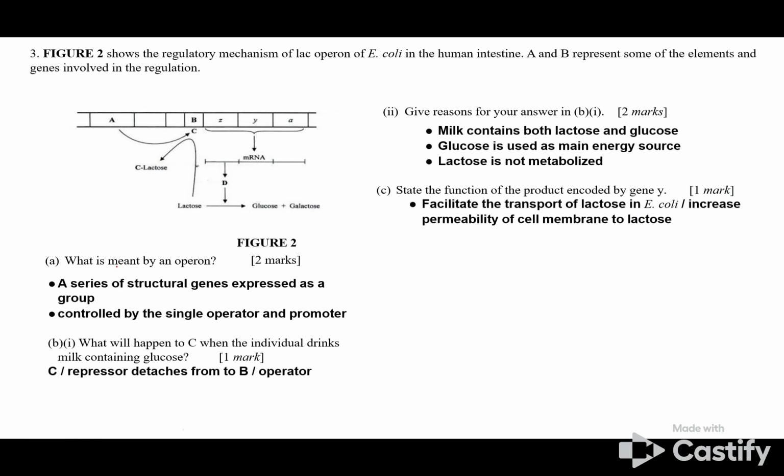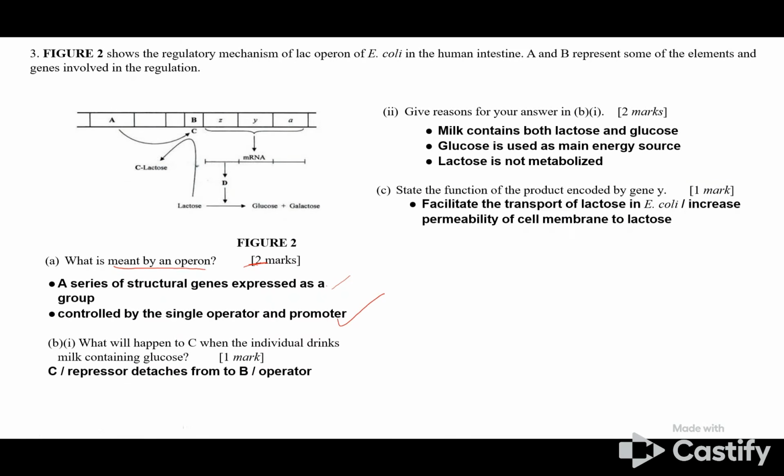What's meant by operon? So this is a definition question. You have to write what is written in your notes. Cannot create your own definition or write your own sentence. Okay, so it is 2 marks. You have to completely write. A series of structural genes expressed as a group and controlled by the single promoter.